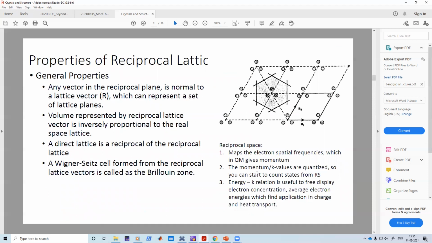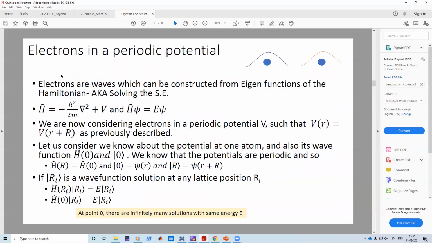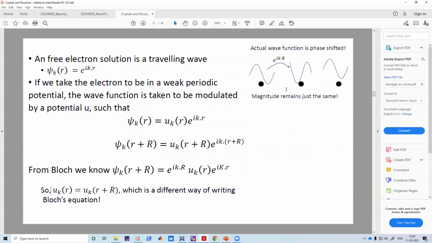Right? We saw electrons in a periodic potential, and we spoke about Bloch's theorem. One particular thing to remember is that there are two ways to write the Bloch theorem. One is you take the free electron solution at any point r, then its translation by any lattice vector is equivalent to multiplication by the phase factor e^(ik·r) if you translate a solution at any point r by a lattice vector.